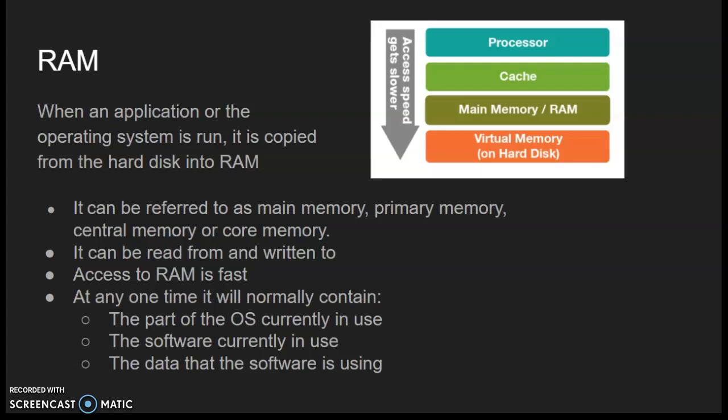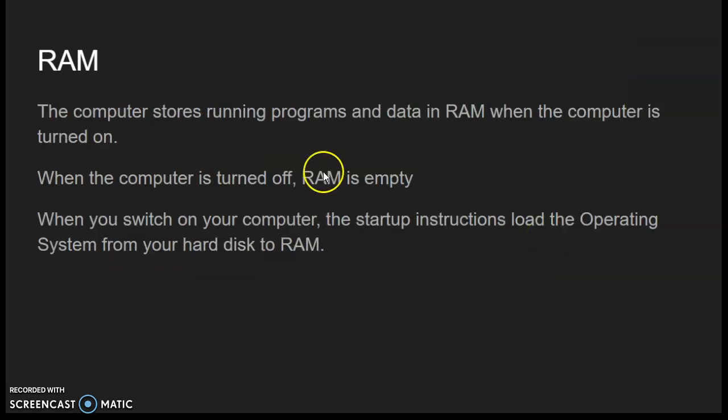At any time, it will normally contain the part of the operating system currently in use, the software currently in use, and the data that the software is using. A nice little graphic there. We'll see this about memory hierarchy, about speeds and that, in more detail in a moment. So RAM, the last one here: the computer stores running programs and data in RAM when the computer is turned on.